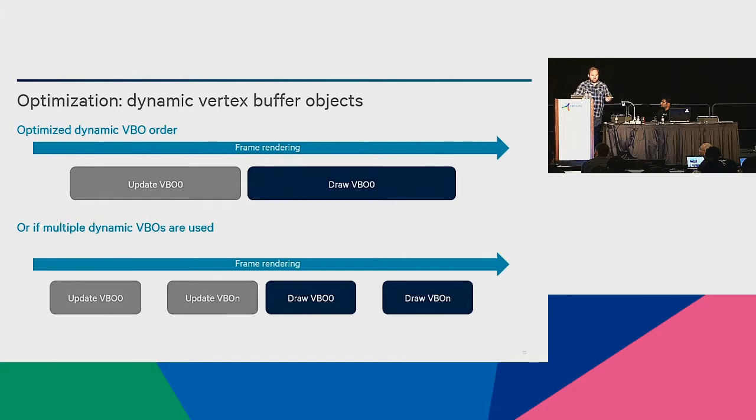So the optimized way to do this is, if there's a single VBO, just update that all up front and then do all the drawing using it. If you're using multiple VBOs, again, just update them all prior to starting to use them.